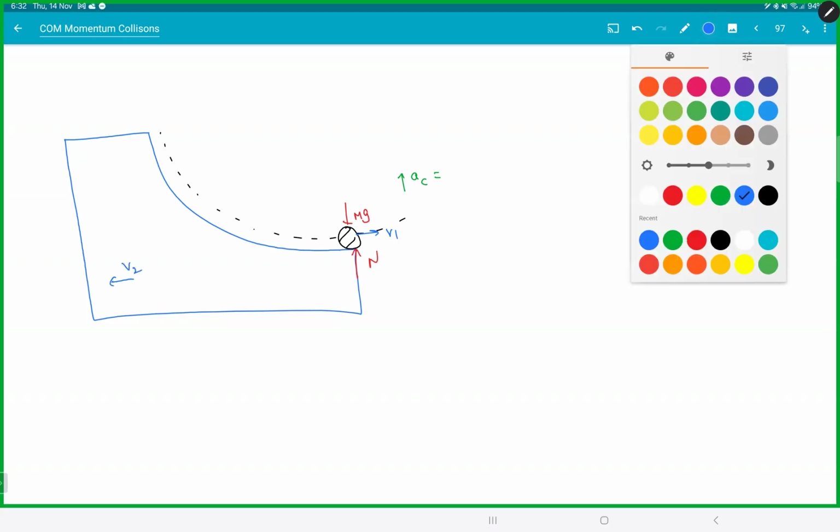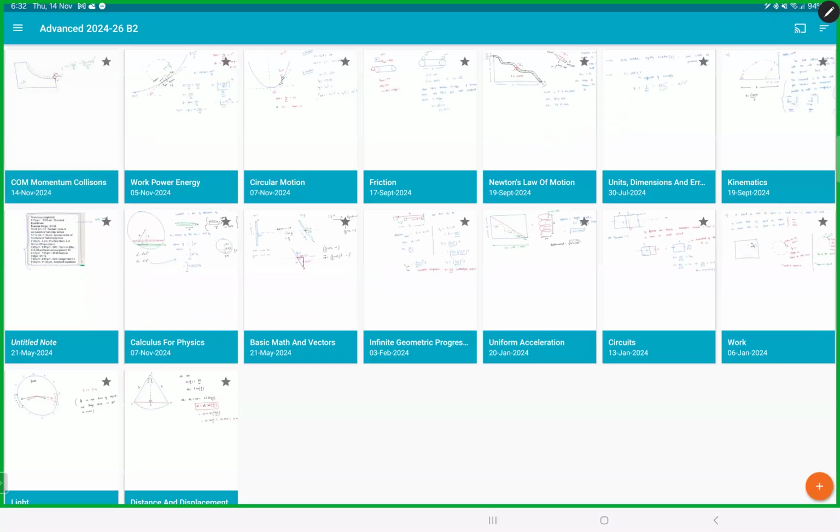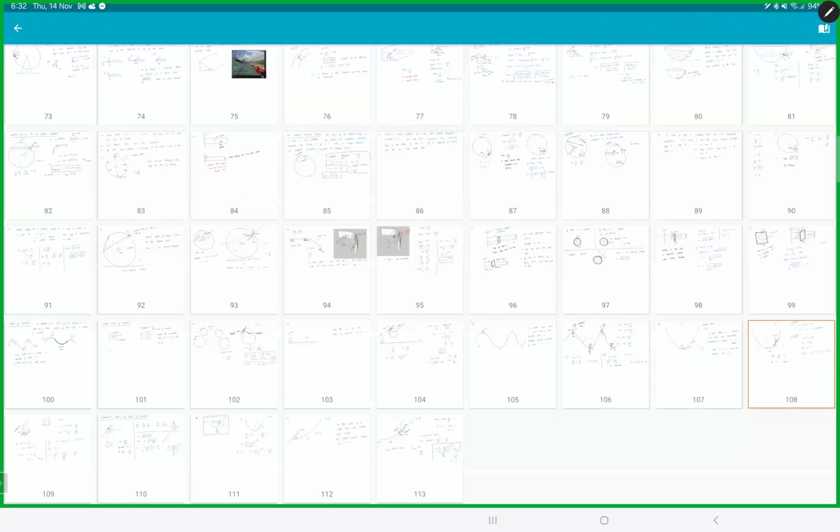What is a centripetal? A centripetal is v relative square by r. I hope you remember that. In this case, the center is moving. The center is not at rest. So this is actually (V1 minus V2) square by R. In case you forgot this, we did this in circular motion.